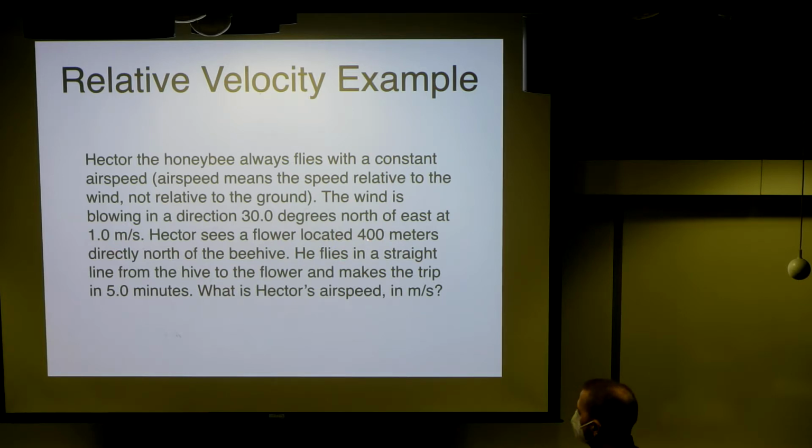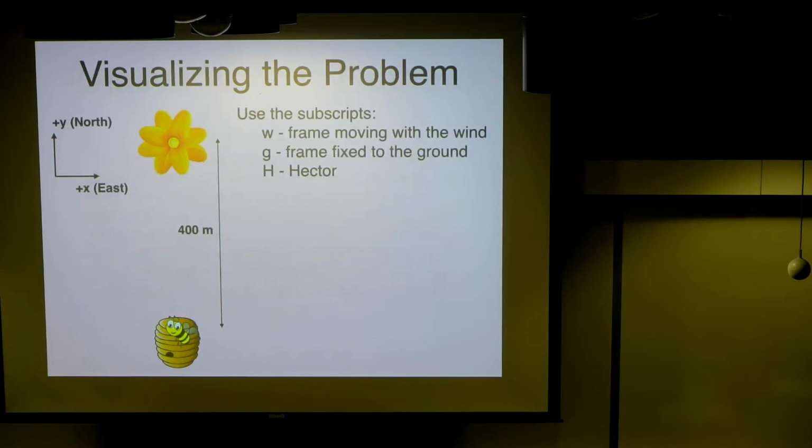So Hector sees a flower 400 meters directly north of his beehive, and he flies in a straight line from the beehive to the flower, and it takes 5 minutes to do that trip. Okay? So the question is, what was Hector's airspeed in meters per second? We're going to start by drawing some pictures that will help us visualize the problem, and I'll show you an animation too. So hopefully you'll get a sense of what's going on, and then we'll do the calculation.